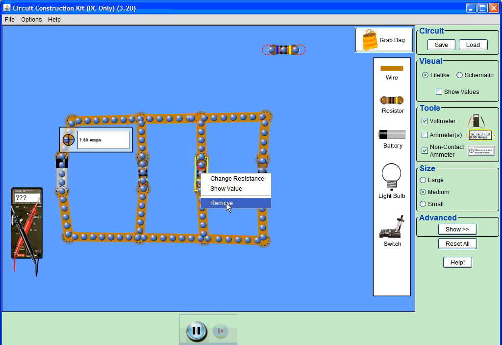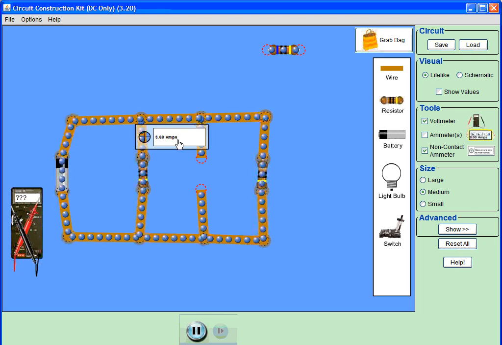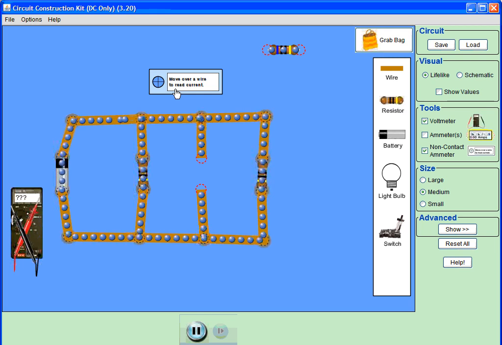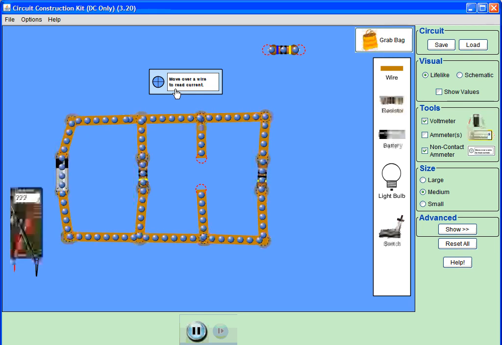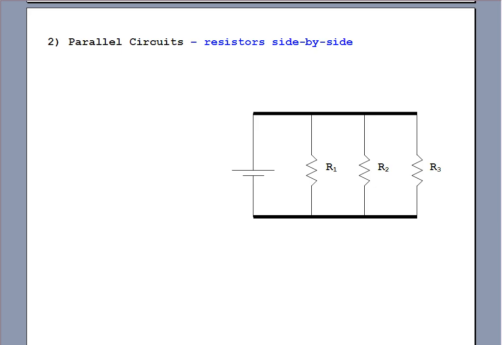Yes, that total current right here has dropped to 6. This has at 3. So don't think that the battery always produces the same amount of current. If you change the amount of resistance it experiences, you see a change. So that's up for the resistance side by side.